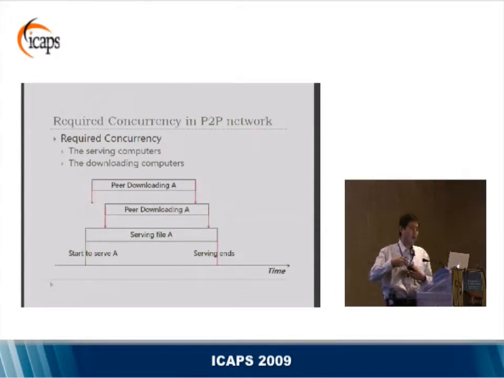And also, in order to maximize the throughput, you want multiple computers to download the same file at the same time. Of course, subject to network topology constraints.